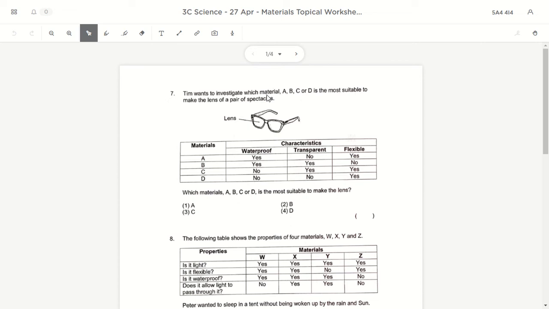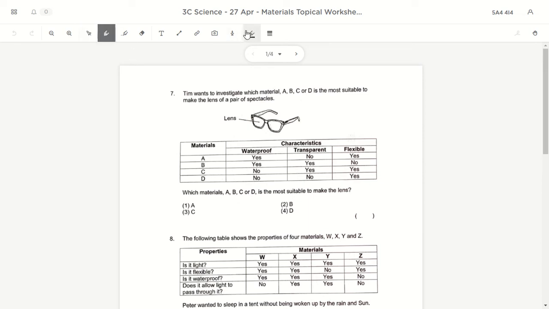Alright, today we'll go through your homework yesterday, which is question 7 to question 12 of the Materials Topical Worksheet. And then for your homework today, will be question 13, 14, 15, which is the remaining question of the worksheet. Alright, so let's start the ball rolling. Let's go through question 7.